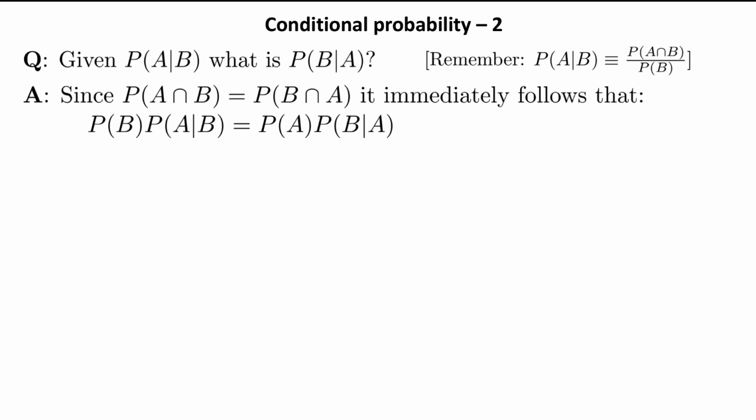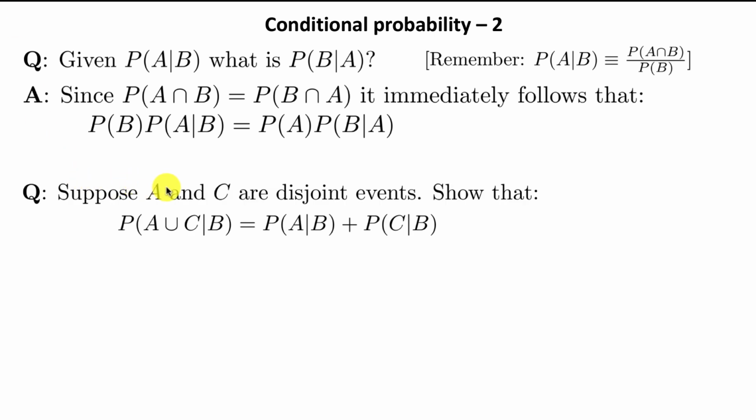Let's now turn to another problem. Suppose A and C are disjoint events, which means that they have no elements in common. We are asked to show that the probability of A union C given B is equal to the sum of the probabilities.